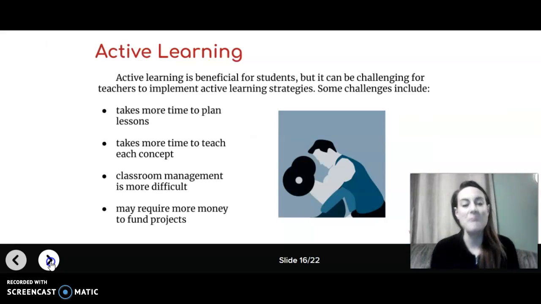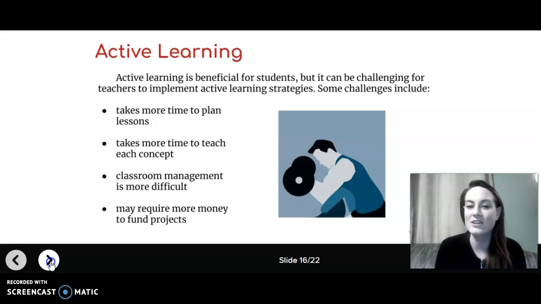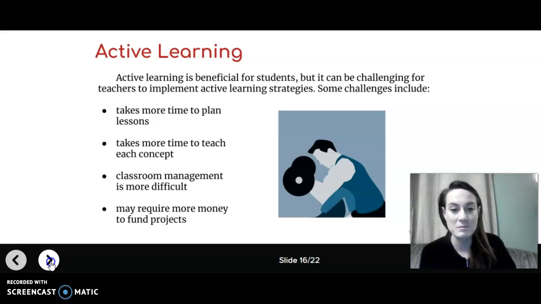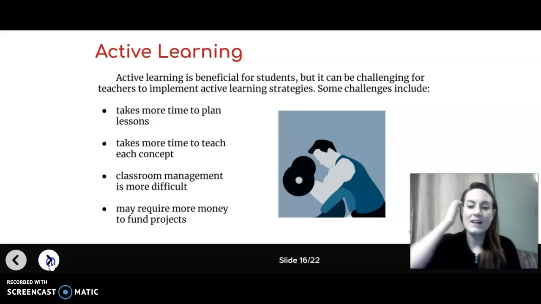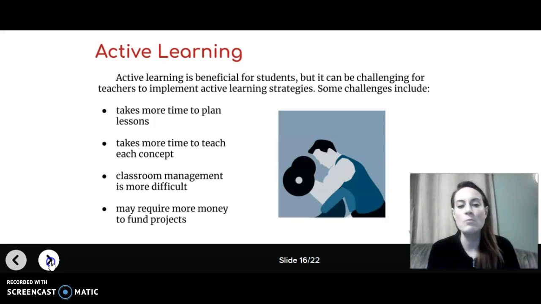Active learning is beneficial for students, but it can be challenging for teachers to implement active learning strategies. Some challenges include it can take more time to plan, it can take more time to teach concepts, classroom management is more difficult and may require more money to fund projects, because to get people involved, you can't just use paper and pen all the time.